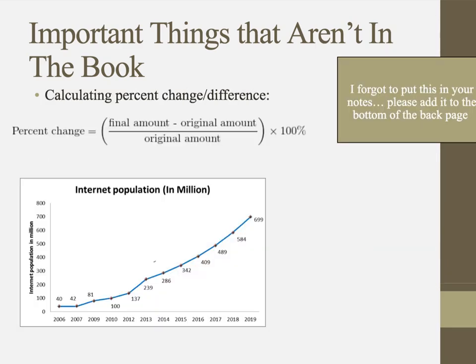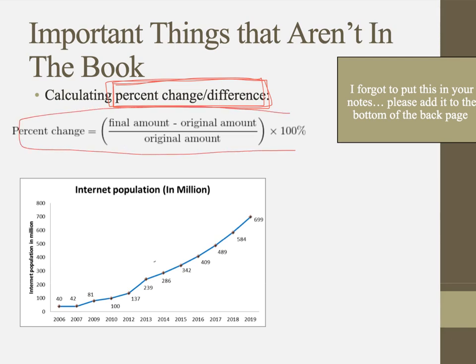Okay, this is the last thing, I promise. I forgot to put this in your notes, so please just add this to the end on the back page. Super important that you know how to calculate percent difference or percent change. Ask any former IB student. You're going to have to look at a graph and calculate the percent difference. So you're going to need to know this formula. Percent change is the final amount minus the initial amount divided by the initial amount, and since this is a percent, we'll multiply by 100.